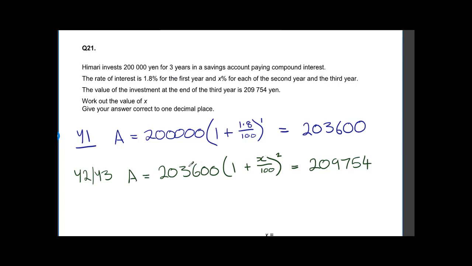X, get rid of the thing furthest away. So I'm going to say that implies (1 plus x over 100) squared, I'm dividing across by this, equals 209,754 over 203,600.